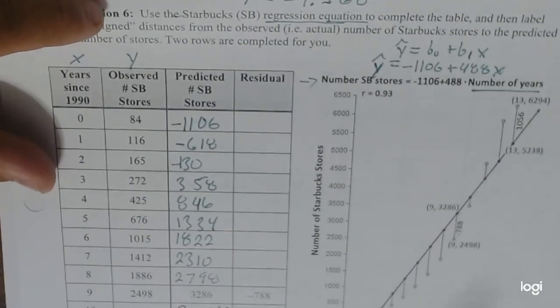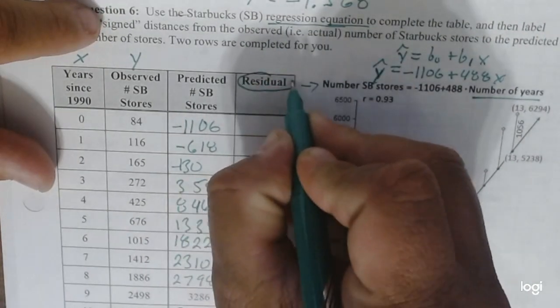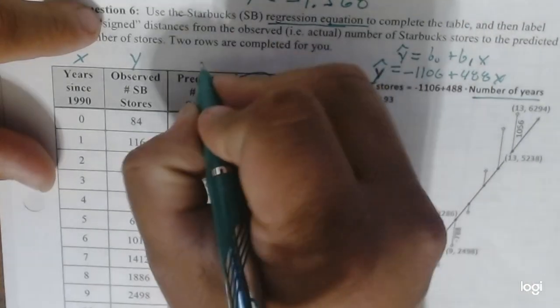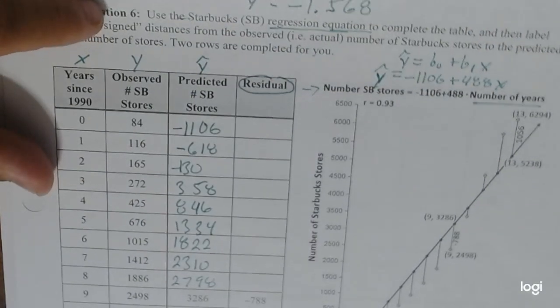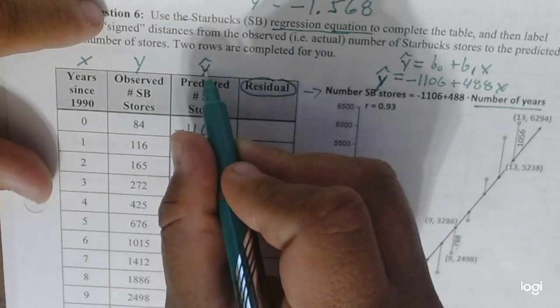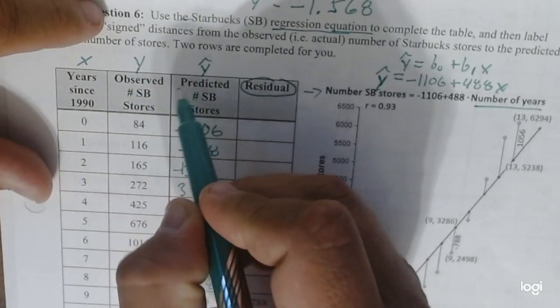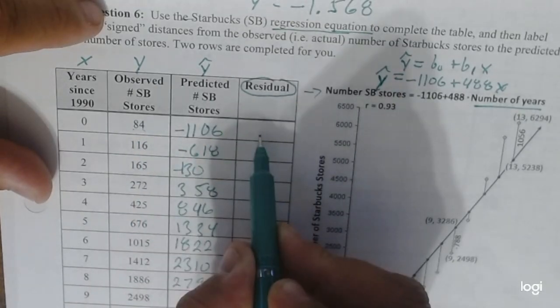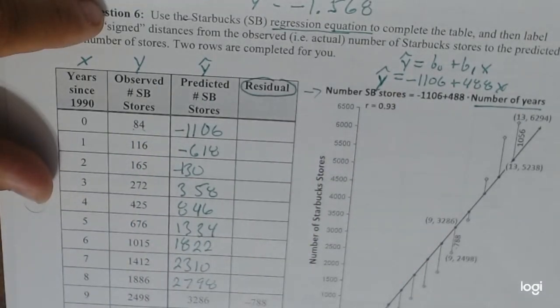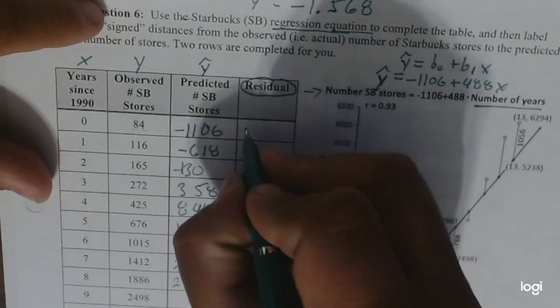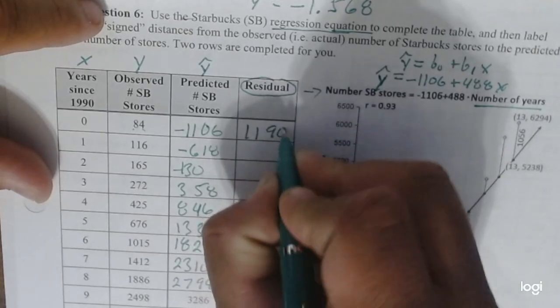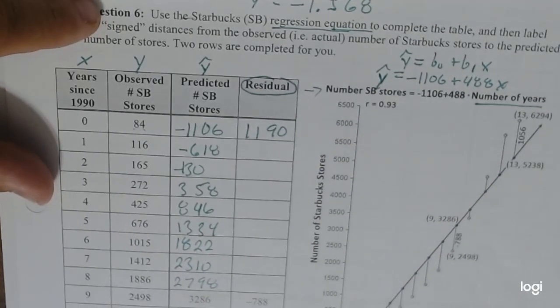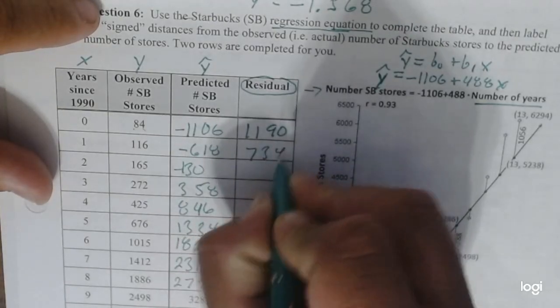You get these out. Now, remember the residual, it says you subtract the observed minus predicted. Predicted is your y hat. So in the equation, it is y minus y hat. Observed minus predicted. So you're literally going to subtract straight across. So you can do 84 minus a negative 1106, which should give you positive 1190. And we do the same thing for the rest of them. So 116 minus a negative 618 gives you positive 734.